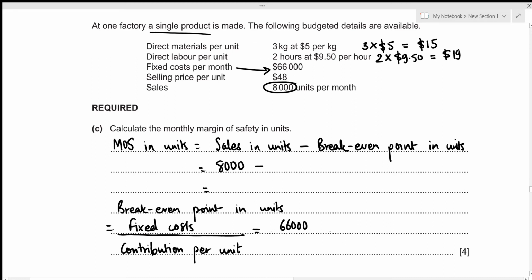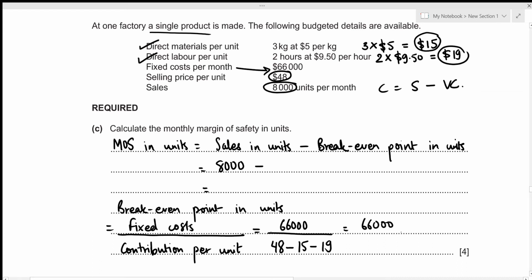And we know that the contribution per unit is just the sales price per unit minus our variable cost. We can see that our selling price per unit is 48. So that's 48 minus, now we just need to subtract all of our variable costs. And the variable costs are the direct materials per unit and direct labor per unit, which we figured out to be 15 and 19 respectively. So let's subtract this from our selling price. Minus 15 minus 19. So that's 66,000 divided by our contribution per unit, which is just going to be 48 minus 15 minus 19, which results in 14.